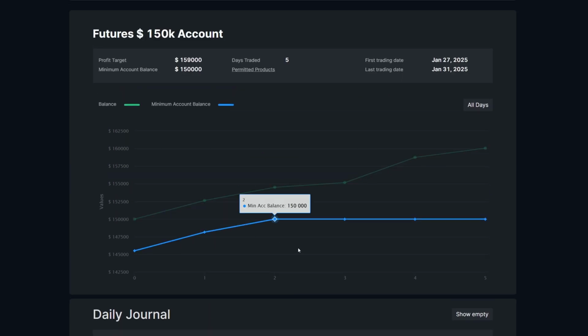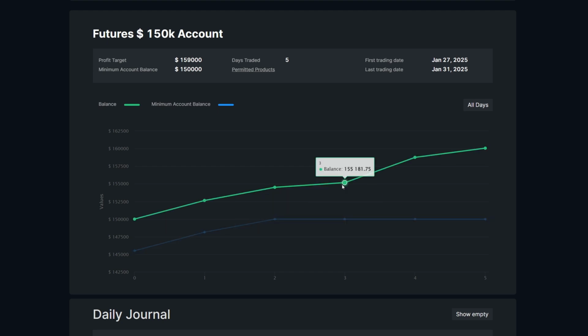But here's what I want to show you guys real quick. With the larger accounts, this is actually beneficial. Notice the trailing drawdown. This is going to be the line right here in blue. You can see it starts off way down here at $145,500. But then notice what happens after day 3. On day 3, my account balance has now grown to $155,181.75. So that means I've essentially made $5,181.75 in this test account.